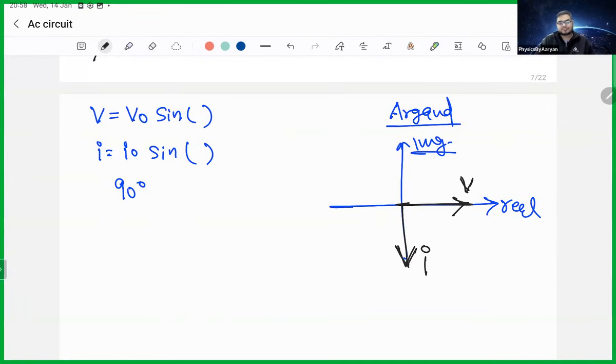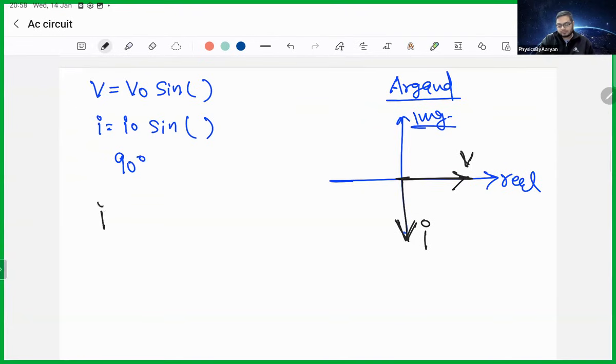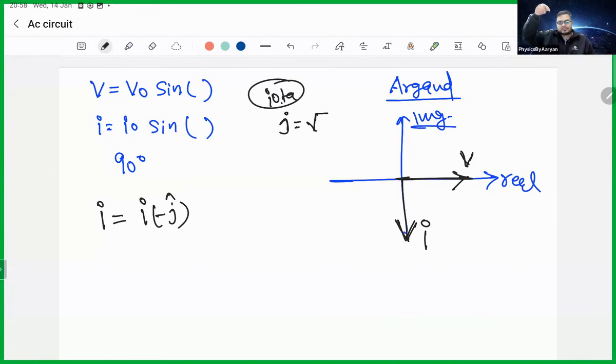The current is on the imaginary axis, so I should actually write my current as I into minus j. What is j? j is an imaginary number. Just like the I cap, the iota, this is basically iota. The symbol of iota I am using is j. And why am I writing minus j? Because my current is on the negative imaginary axis.